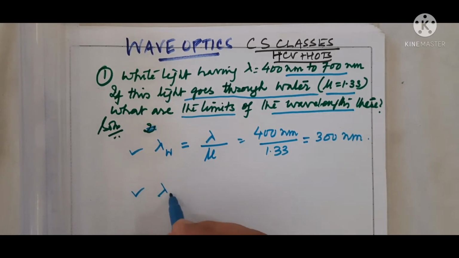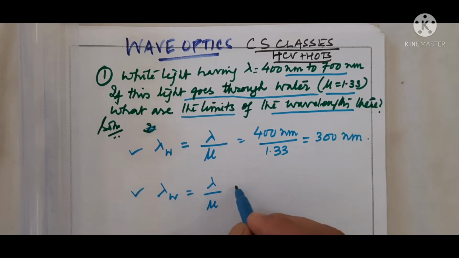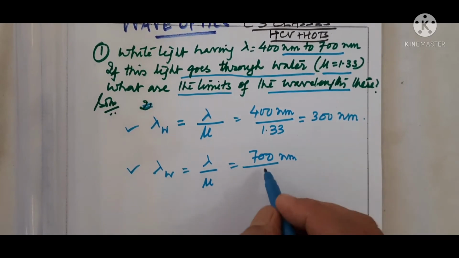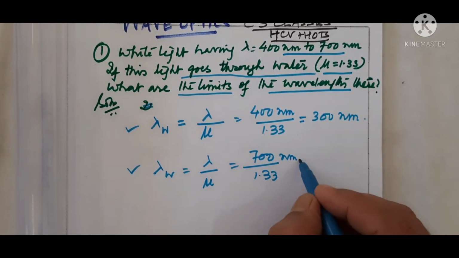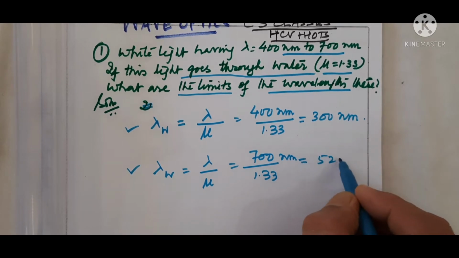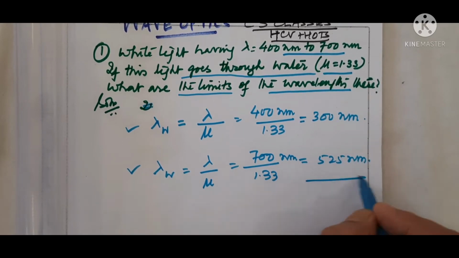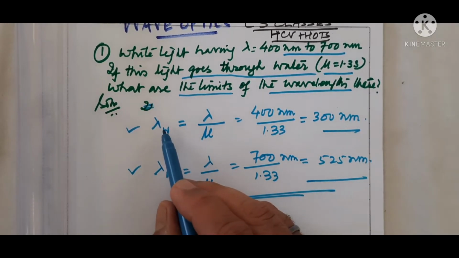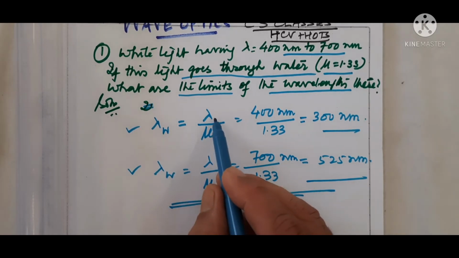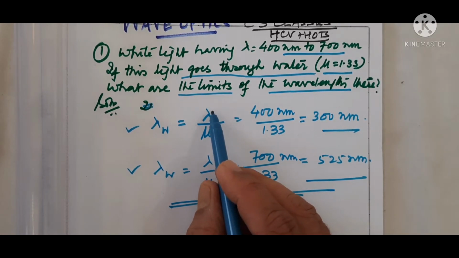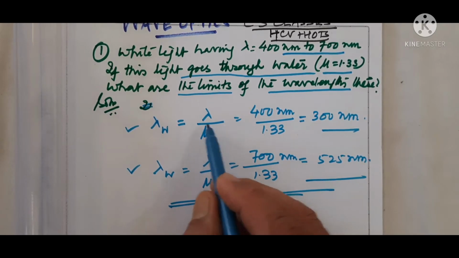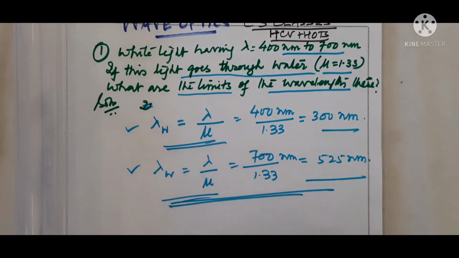The second one is the wavelength in air divided by the refractive index, the same, 700 nanometer by 1.33. If we divide, that is 525 nanometer. So these two are the answer. Remember, if you have to calculate the wavelength in a particular medium, then the wavelength in air divided by the refractive index of that medium. That's a very, very important formula.